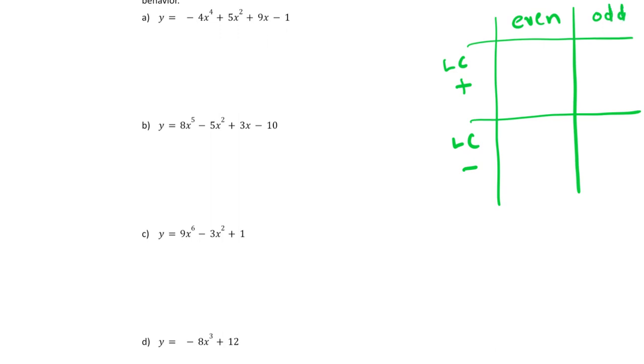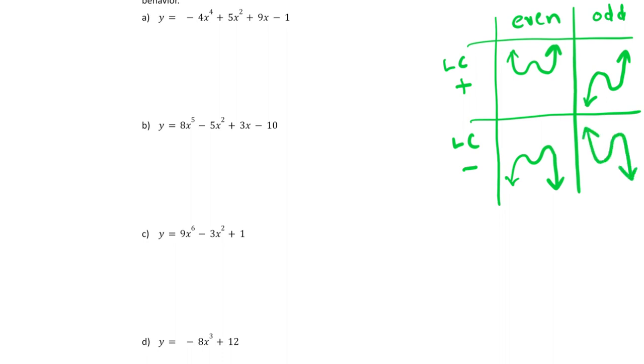So when my leading coefficient is positive and I have even, I'm rising left and right. If my leading coefficient is negative and I'm even, I'm falling left and right. If my leading coefficient is positive and odd, I'm falling left, rising right. And if my leading coefficient is negative and odd, I'm rising left, falling right. So the pictures can kind of tell you the words that are happening.